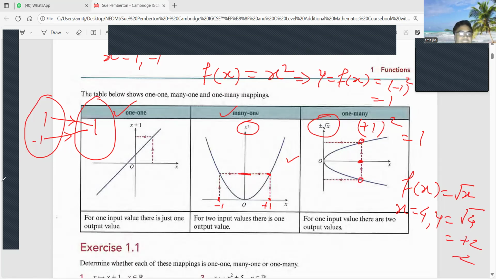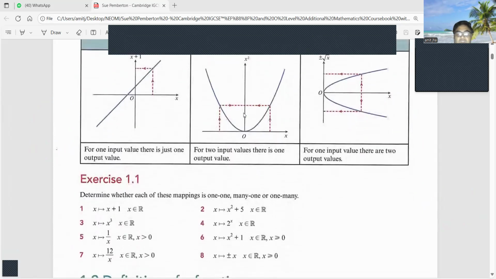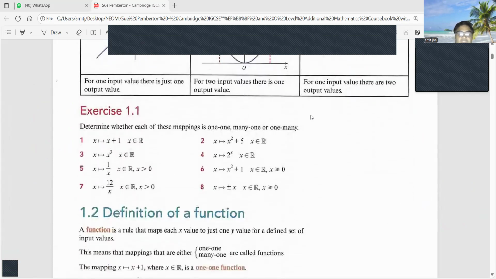Okay. So I think this topic is clear. In every class, what I will do, I will try to cover each topic. So on the basis of that concept, you can solve this exercise to figure out which one is one one, many one, or one and many.